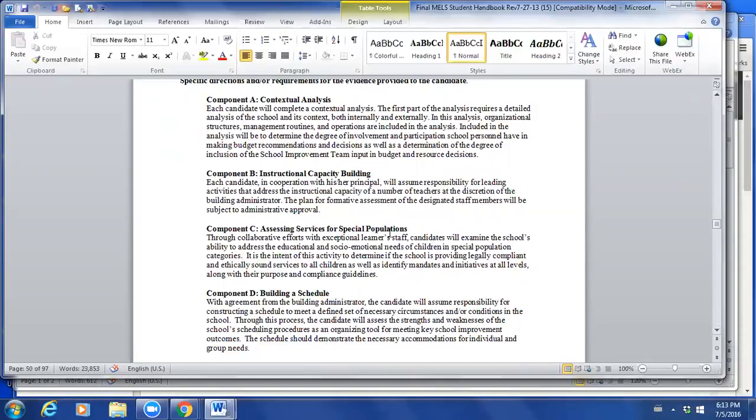This part C, assessing services for special populations. In large part, you can do that by interviewing the chairperson or the department chair for special education at your school. Special pops does also mean AG and ESL and ELL or all those other folk. Sit down and find out something about how the department chair or the director of special education goes about creating a schedule that meets the needs for the kids. And that's part C. And then again, this building schedule, part D.